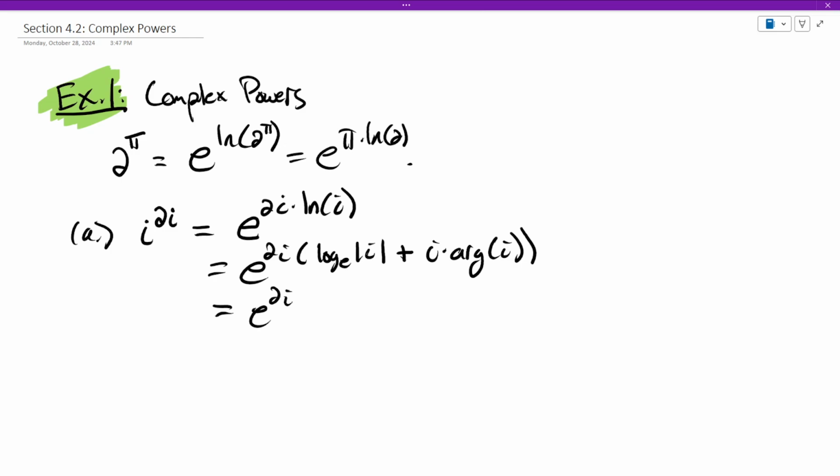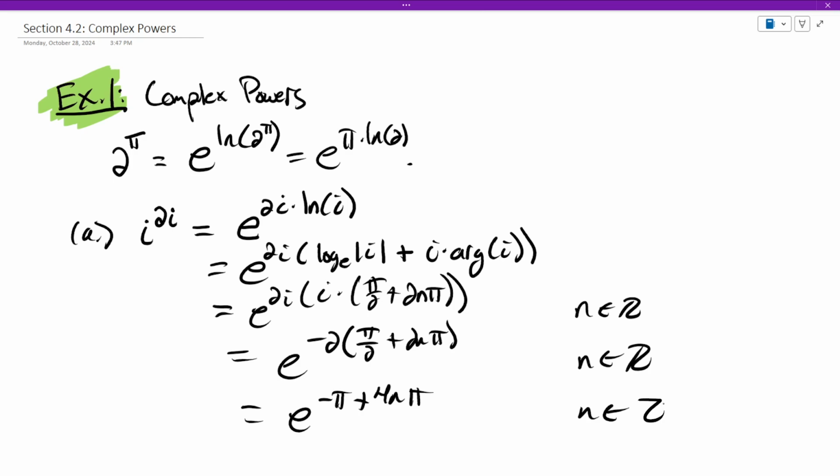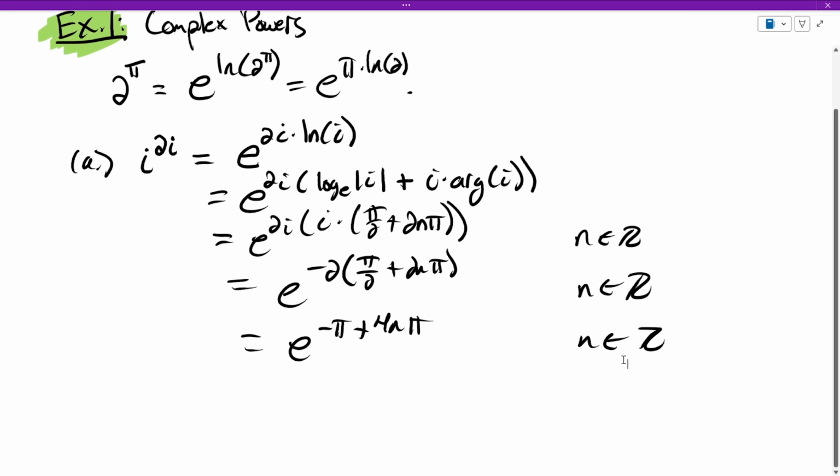Log base e of the modulus of i is 0, as we saw previously in the last section. And then the arguments of i are pi halves plus 2n pi, where n is any integer. And so if we multiply 2i with an i, we get e to the negative 2 times pi halves plus 2n pi, where n is any integer. And if we multiply that through, we get e to the negative pi plus 4n pi, where n is any integer. And lastly, we get e to the (4n minus 1) pi, where n is any integer.